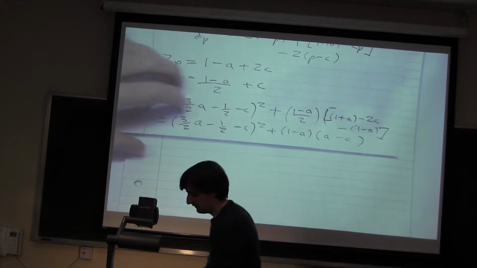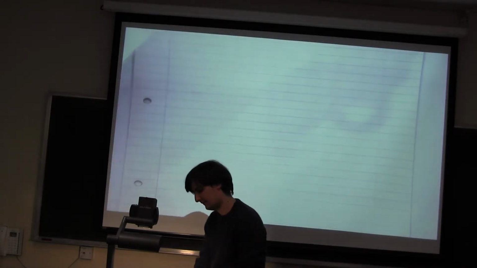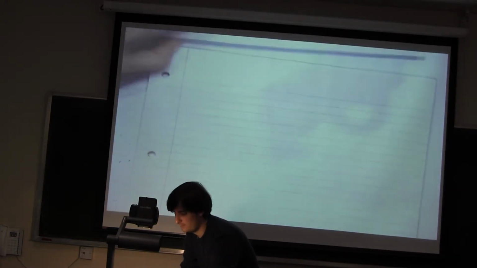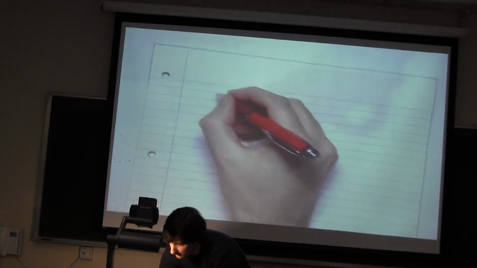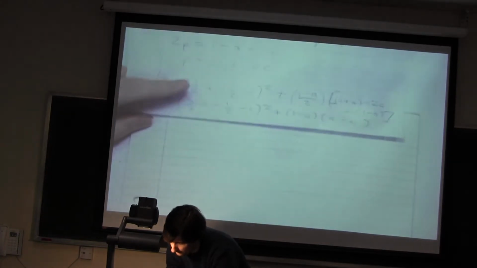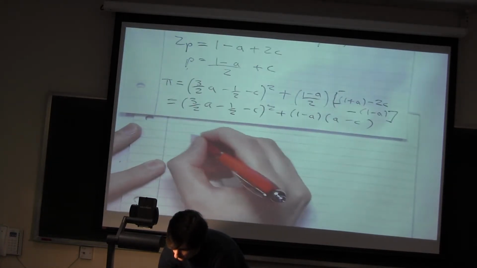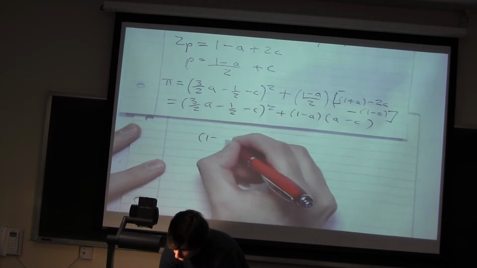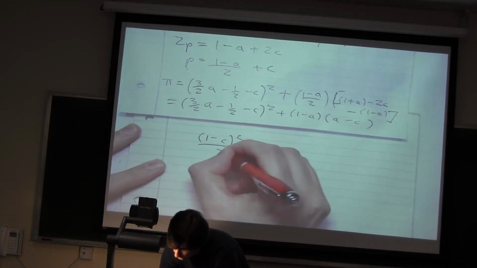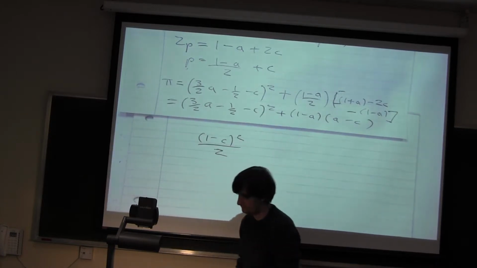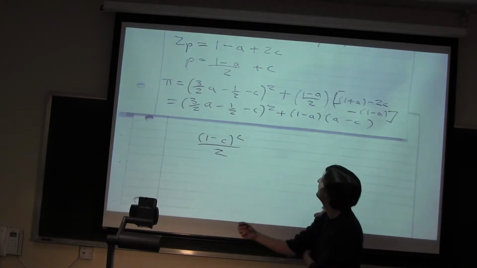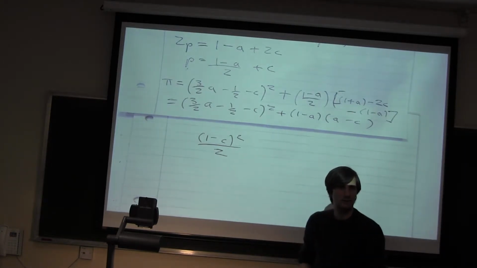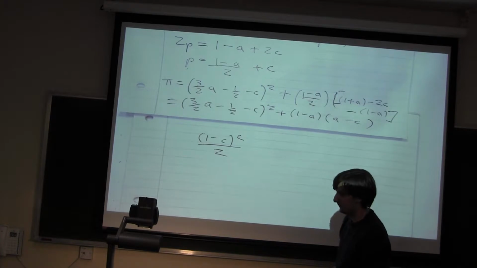So the question is whether that thing is bigger or smaller than the expression we had before, which was 1 minus c squared over 2. So we want to know which of these is going to be bigger.